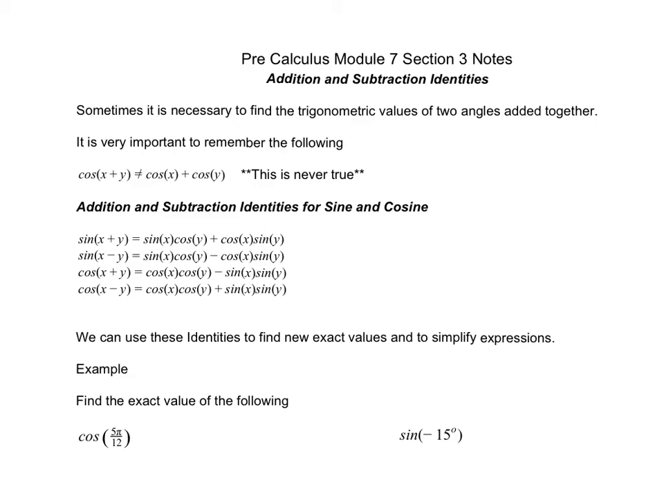In section 3, we're going to talk about the addition and subtraction identities. Sometimes it's necessary to find the trig values of two angles added together. This would be a case of an angle we're given that's not on a unit circle, but we would like to know its exact value.